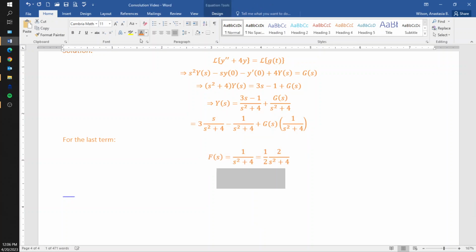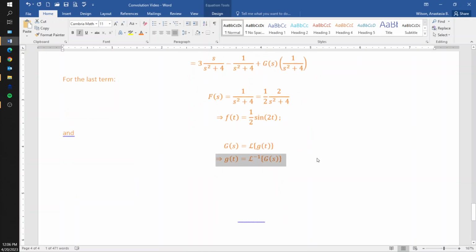Then this gives us that f of t, which is the inverse Laplace transform of this, is 1/2 sine of 2t. And for our other function involved in the convolution, G of s is just the Laplace transform of g of t. So g of t is just the inverse Laplace transform of capital G of s, and we can't simplify it any more than that.